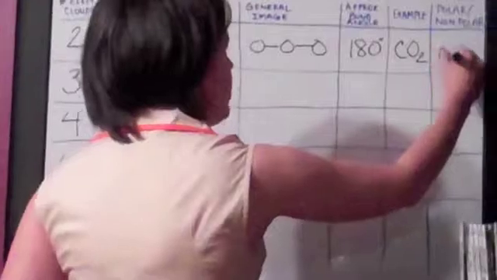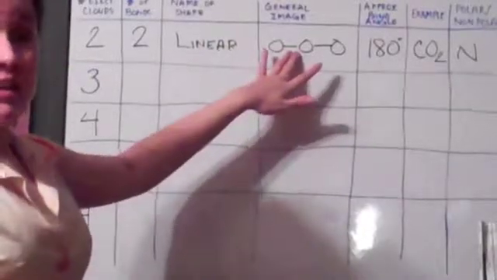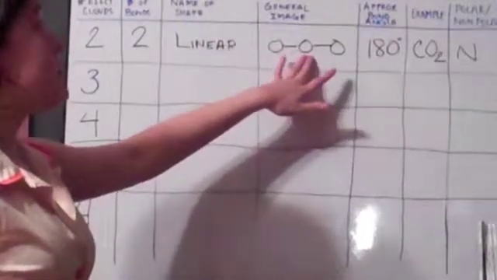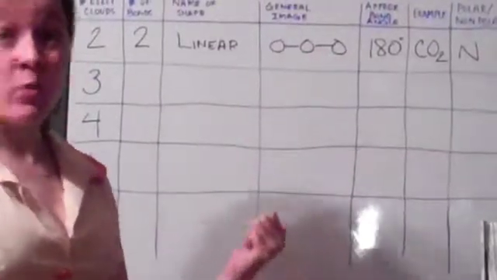And this is going to be non-polar. I'll just do a big N for non-polar. Because even though there's going to be polar bonds within them, there's an electronegativity difference between the carbon and the oxygen. It's the exact same difference between this carbon and that oxygen. And since they're 180 degrees away from one another, they cancel each other out.